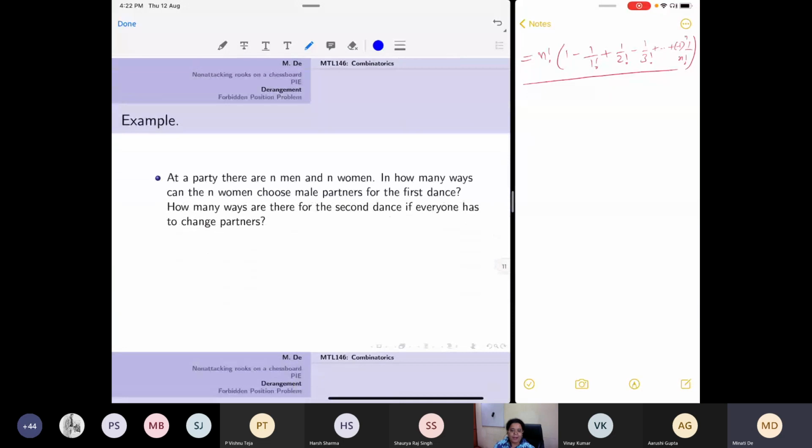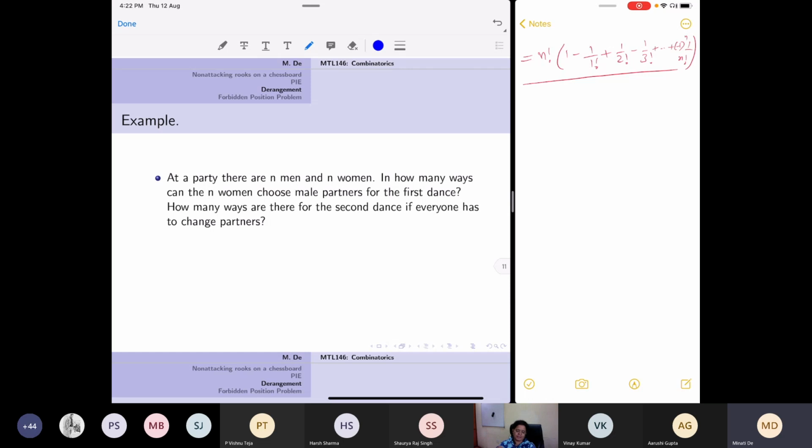Okay, very good. Now again, I am going back to a very trivial question, which all of you should answer. Let's consider this question. Let's say again, at a party there are n men and n women. Now the question is, how many ways can the n women choose their partners for the first dance? Let's answer this question first.